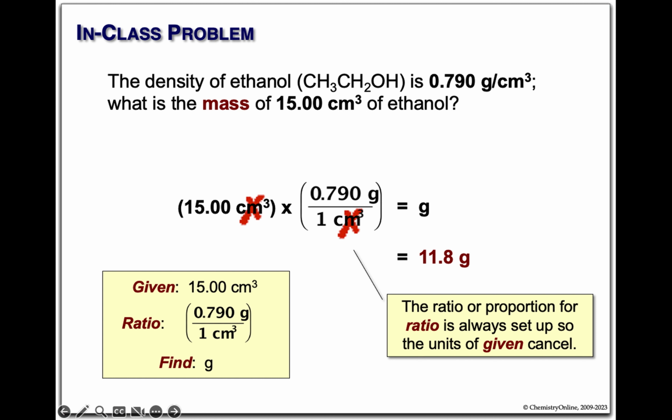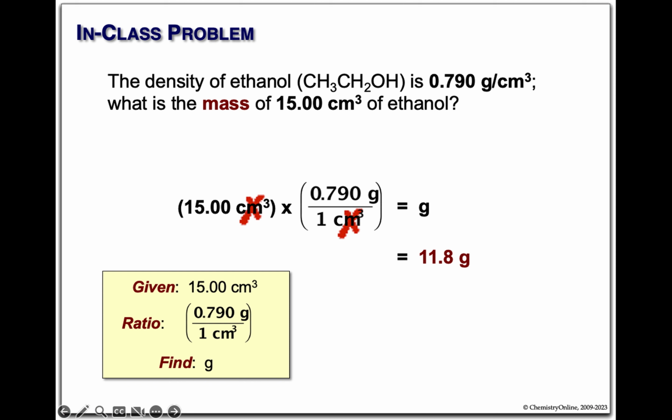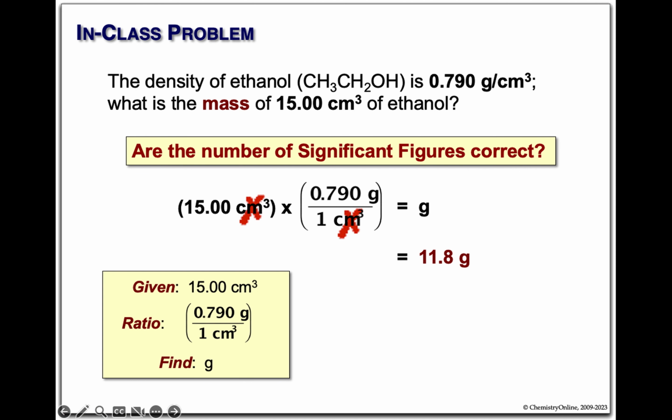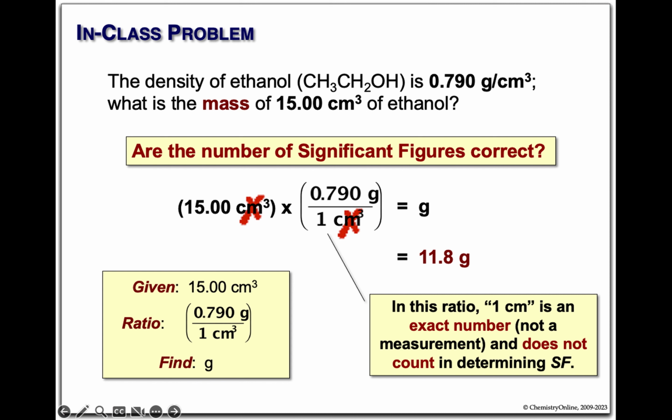All right, well, we did significant figures last chapter, didn't we? These are measurements. Are the significant figures right? Here we have 4. Here we have 3. Here we have 3. What about the 1? That's actually referred to as an exact number. It's a definition sort of thing, not a measurement. So, yes, this doesn't count, and 3 is proper.